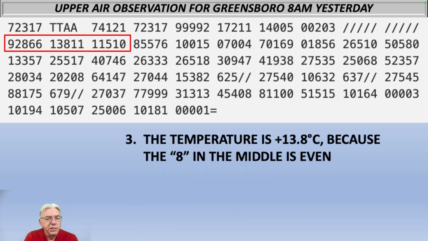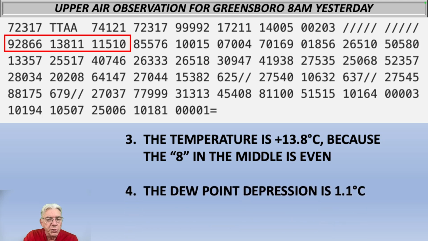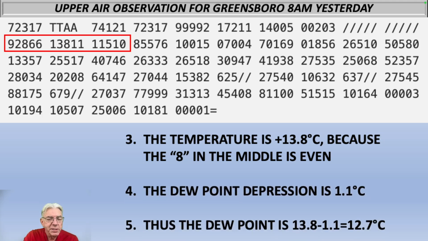The temperature is plus 13.8 because the 8 in the middle is even. If it was 7, then it would be minus 13.7. And then the dew point depression is 1.1. So you do the math, 13.8 minus 1.1, and you get a dew point of 12.7 degrees C.